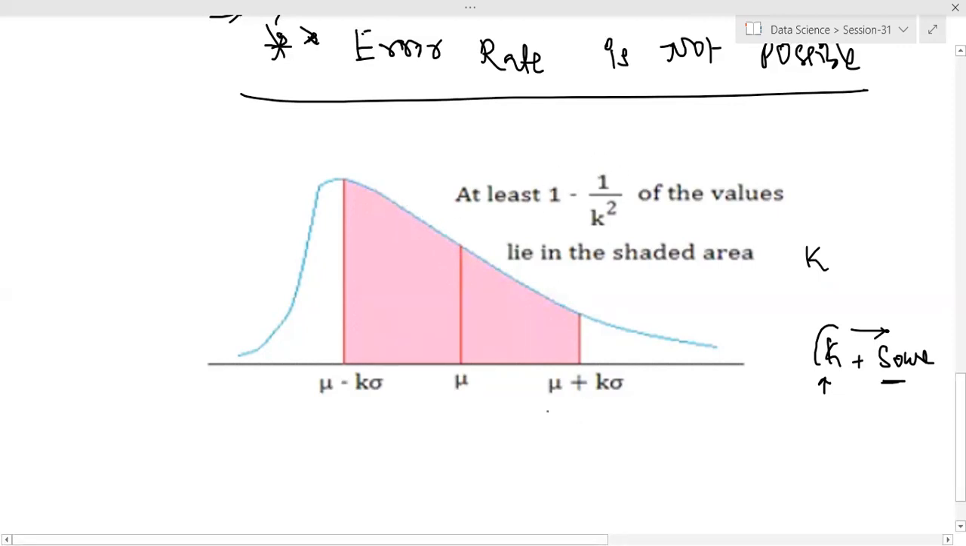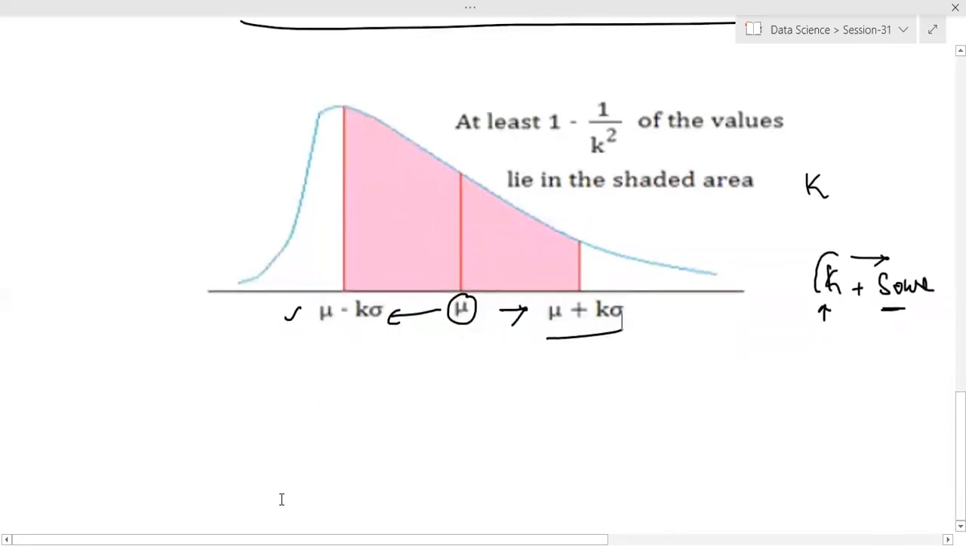If you observe clearly, there is a mean, and there is a negative side of that mean, and there is a positive side of that mean. Up to this, we are very good. Now the formula: at least 1 minus 1 by k squared of the values lie in the shaded area. What do you mean by shaded area, friends, here? This is the positive side from the mean, and this is the negative side from the mean.